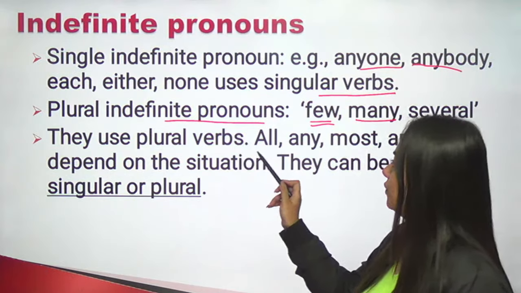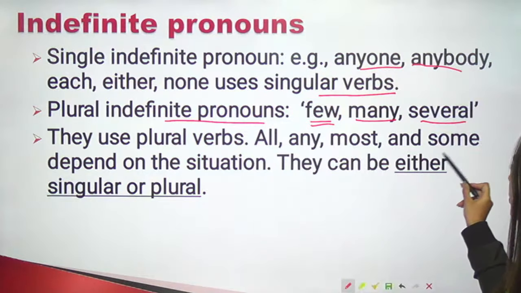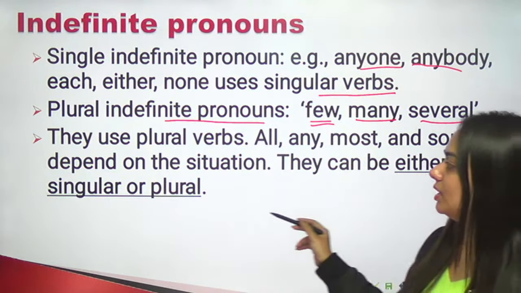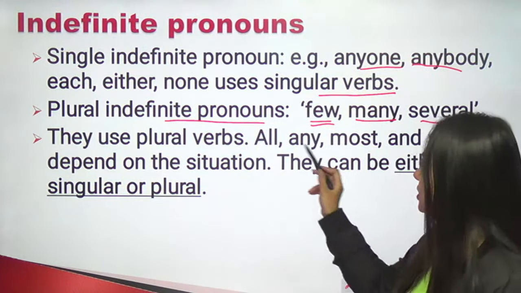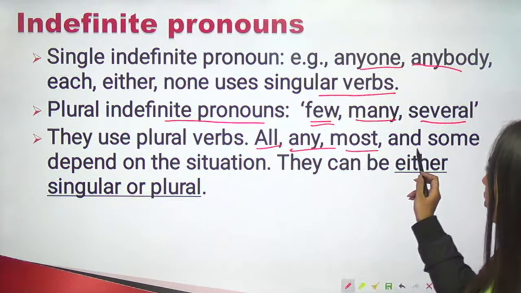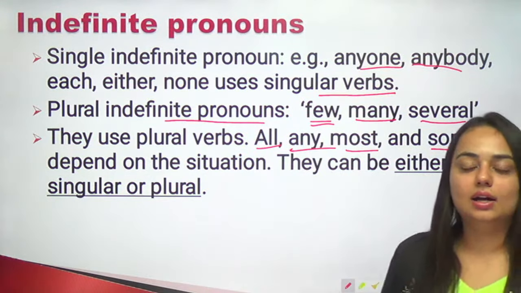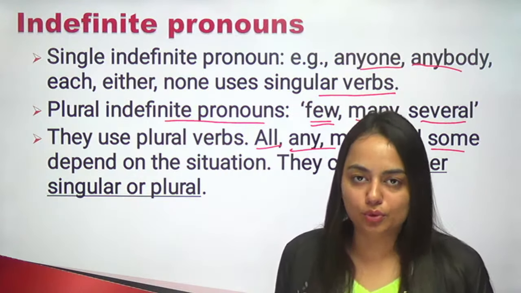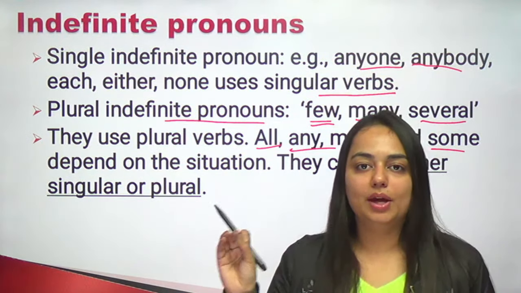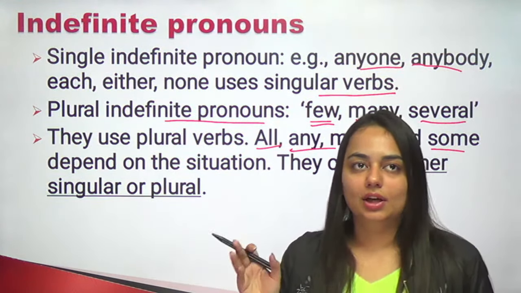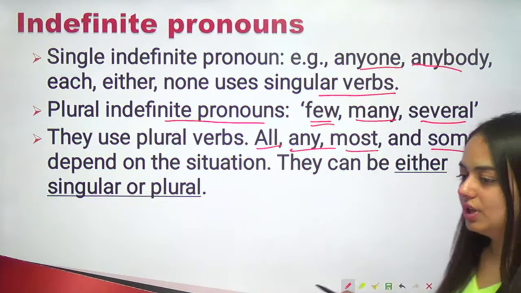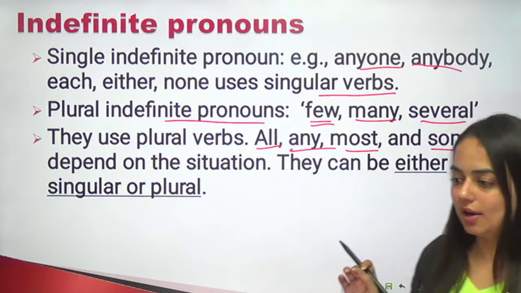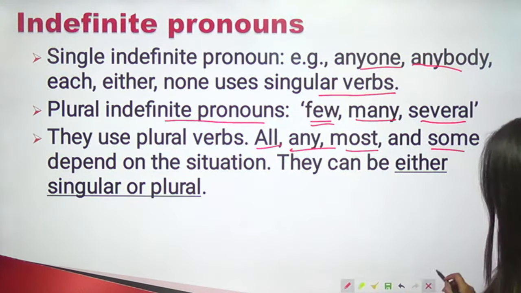They use plural verbs. All, any, most and some depend on the situation. They can either be singular or plural. Now this is very important. All, any, most, some: these are words that do not directly show you if they are singular or plural. You have to identify by looking at the sentence and the verbs if they are singular or plural. So yes, pronouns can pose a little bit of difficulty, but you have to be careful about it.